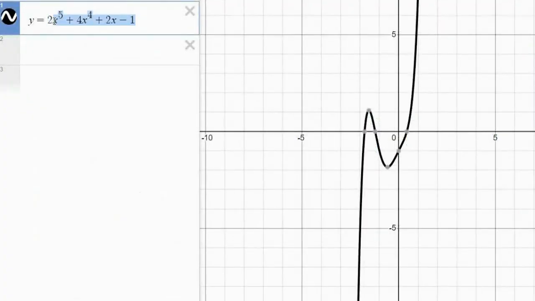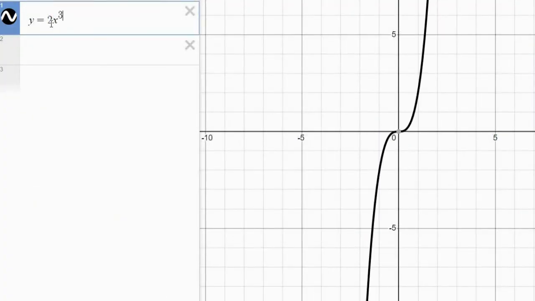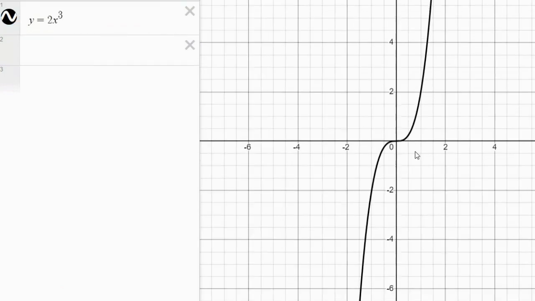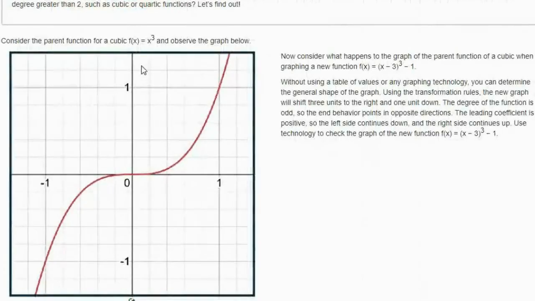We can change this to just be what they're showing us there, x to the 3rd. That's just the standard x to the 3rd equation. What happens to the graph of the parent function when now it's x minus 3 in parentheses to the 3rd minus 1? Well, without graphing that, we know the x minus 3 is going to move it to the right 3 spaces. It's going to move it 3 to the right, and that's going to move it down 1.